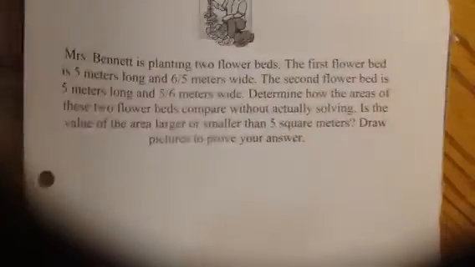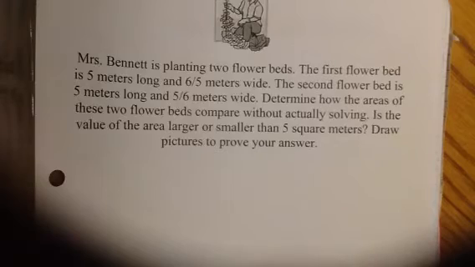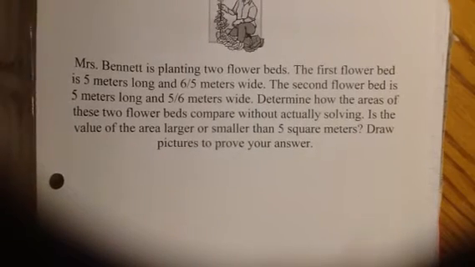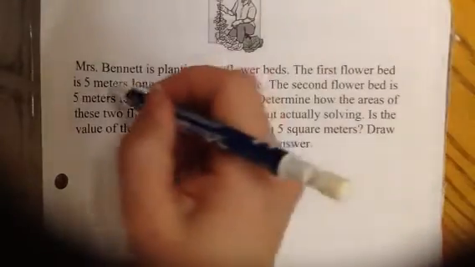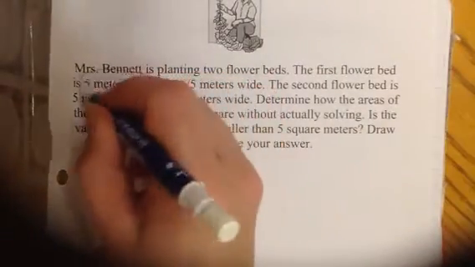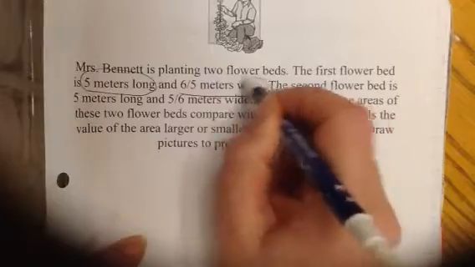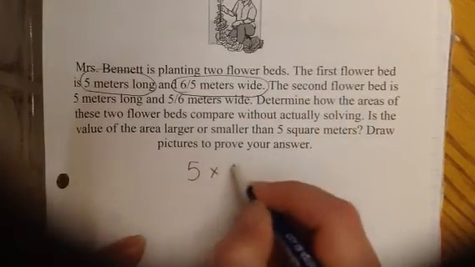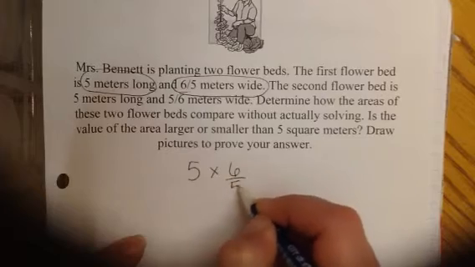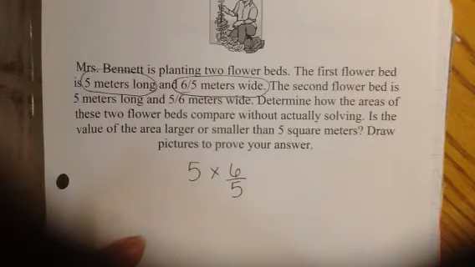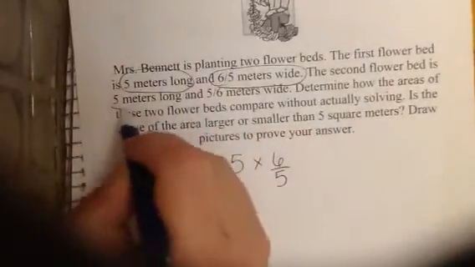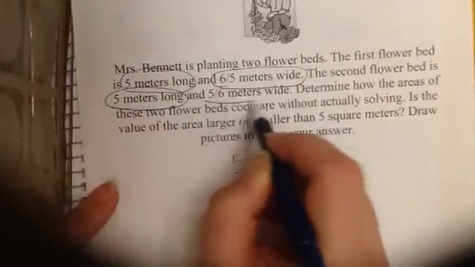So you don't need this page. We're going to copy down information and draw it in our notebook. So Mrs. Bennett is planting 2 flower beds. The first flower bed is 5 meters long and 6/5 meters wide. It's 5 by 6/5. So the second flower bed is 5 meters long and 5/6.